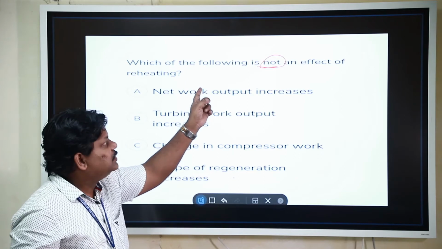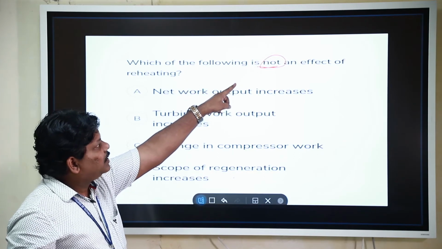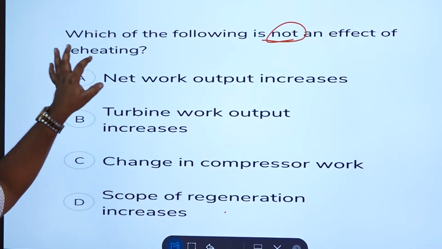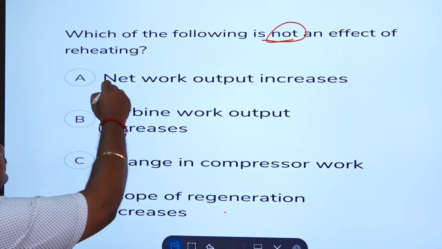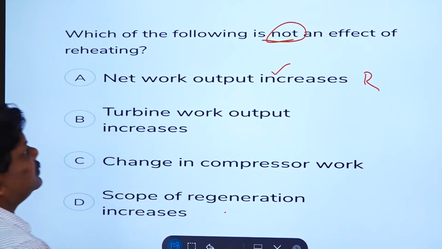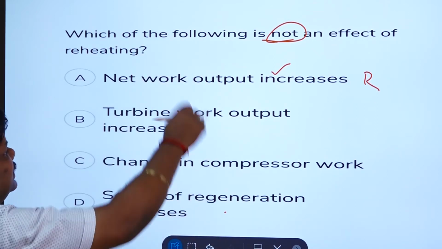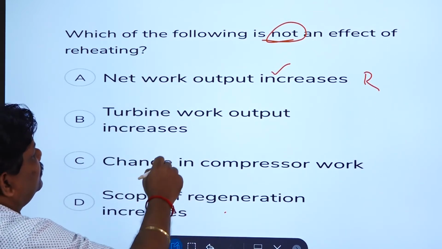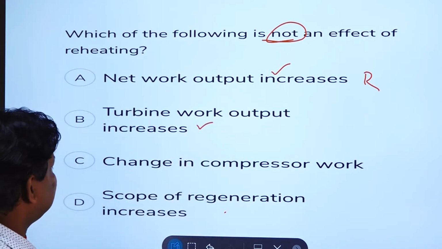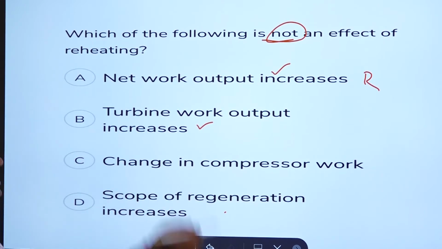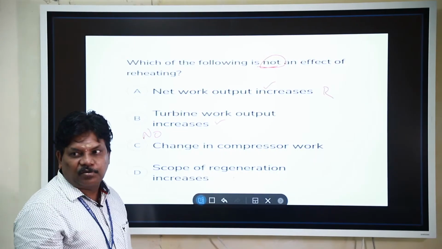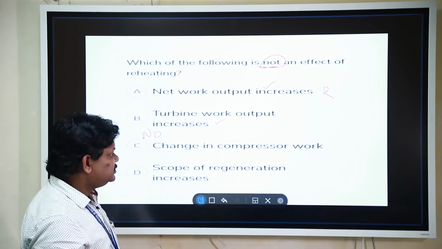But the question here is which is not an effect of reheating. The option here contradicts: the net work output increases when you go for reheating, so this answer is wrong. Then turbine work output increases. Yes, turbine work output increases. Then a change in compressor work. But the effect of reheating is no change in compressor work, so there is no change in compressor.